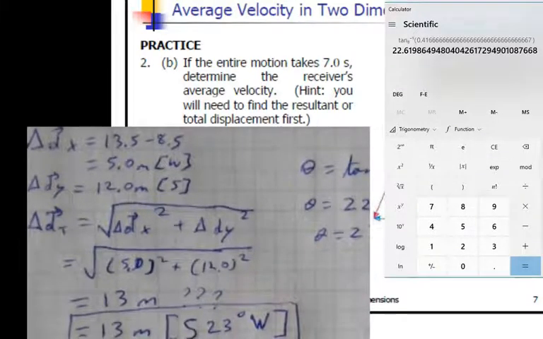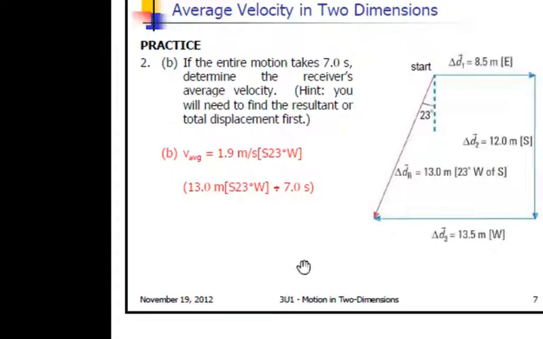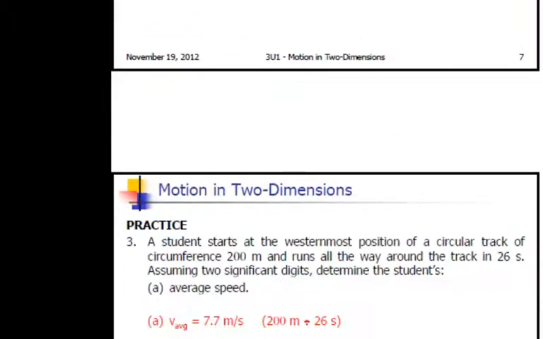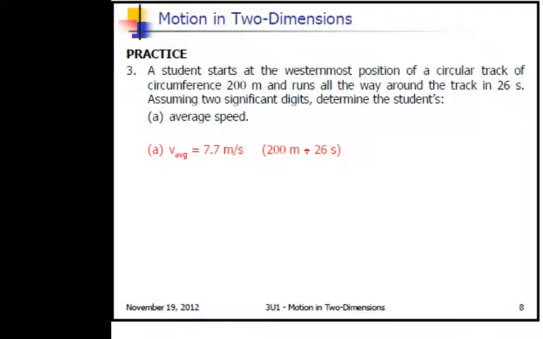Okay, let's move on. Oh, you know what? I forgot, because it does actually say what is the average velocity. I then have to just divide that by 7. I won't do that right now. You can do that yourselves. Finding the resultant displacement is the difficult part. Dividing by 7, you would end up getting 1.9, and the direction would be the same. It would still be south 23 degrees west. That's how you would find your average velocity.